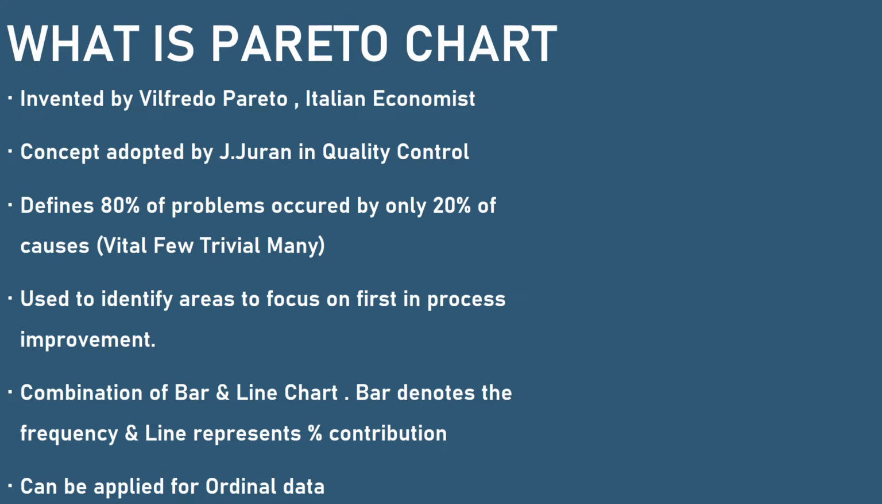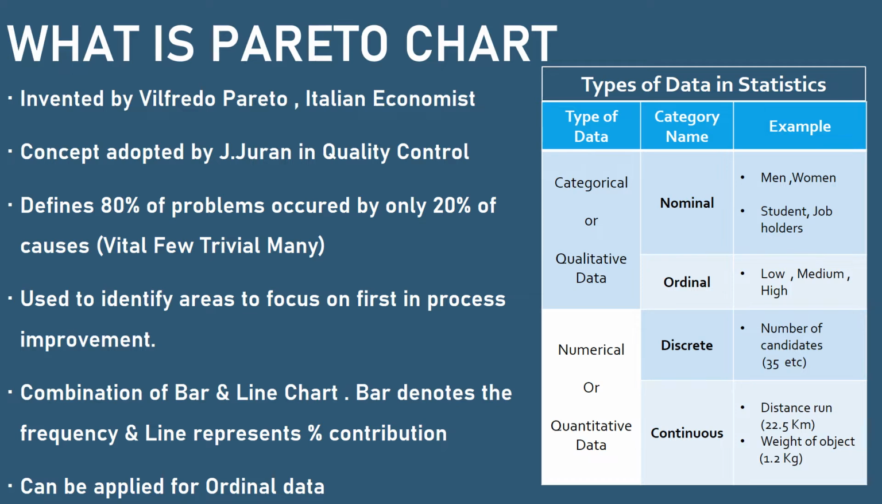Let us just have a small info here. In statistics we have four types of data under two categories. One is categorical data, and the second one is numerical data. Under categorical data there are two types. One is nominal, which is name based. Men, women, students, workers, all that type of data comes under nominal data.